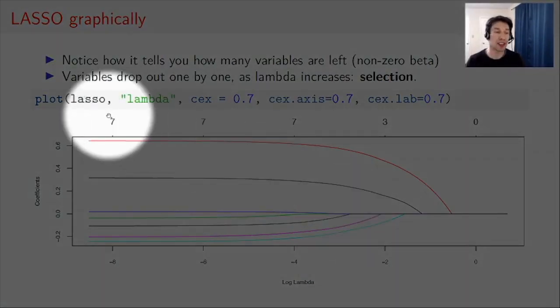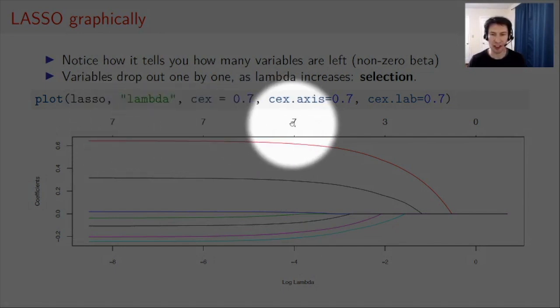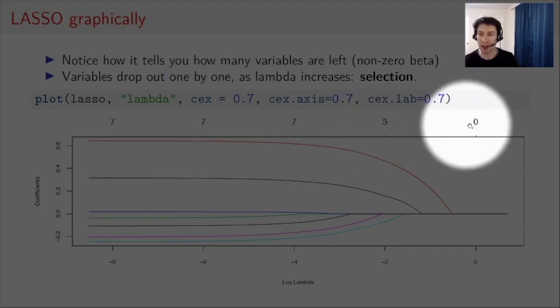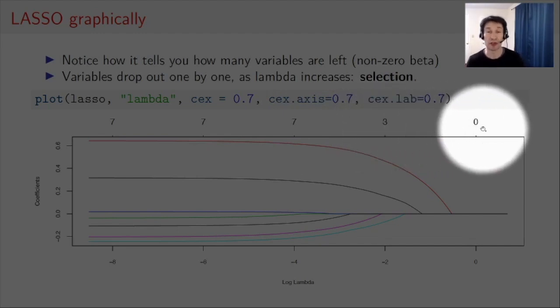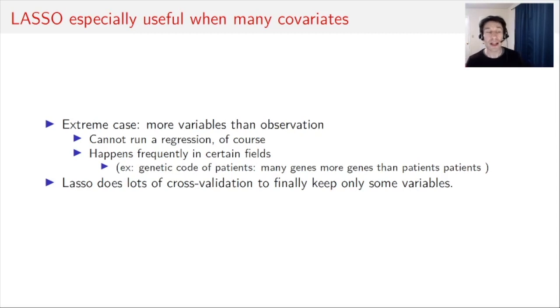And so as you notice here at the top, it's telling you there are 7 coefficients, still 7, still 7. Now we've lost a bunch, it's dropped to 3, and then by the time you're at this level of lambda, you have 0 coefficients left because everything was set to 0. So as you increase your lambda, your variables drop out one by one, and that is the selection that Lasso does for you. So this kind of algorithm is especially useful when you have many covariates.